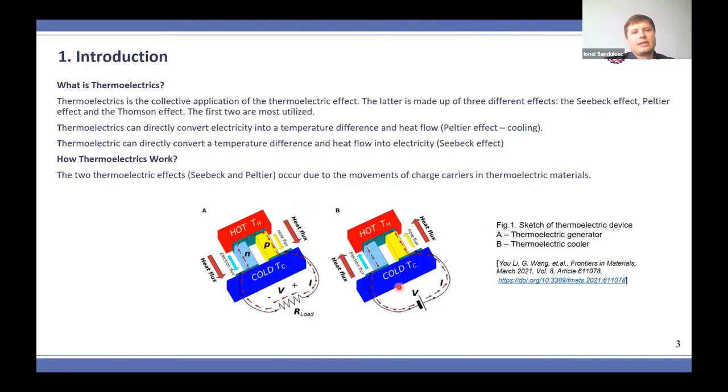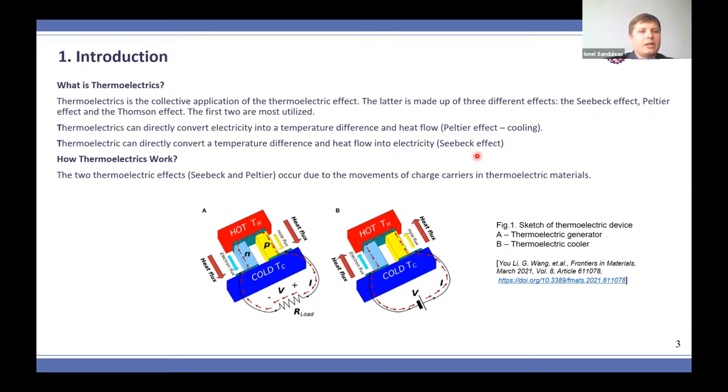So dear colleagues, what is thermoelectrics? I hope all of you are in touch with this topic. Well, thermoelectrics is a collective application of thermoelectric effects. This includes the Seebeck effect, Peltier effect, and Thomson effect. The first two are most utilized in industry. So thermoelectrics can directly convert electricity into a temperature difference and heat flow. This namely is the Peltier effect used for cooling. And we can convert directly a temperature difference into electricity via the Seebeck effect.